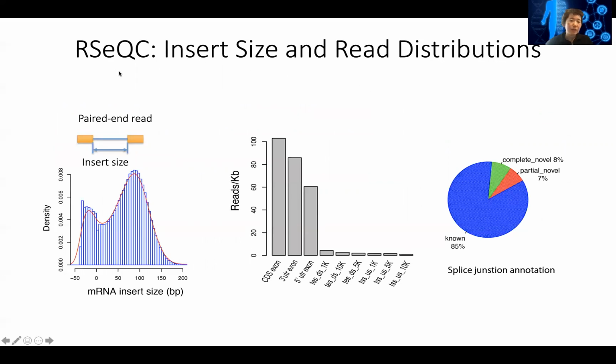For RSeQC, there are some RNA-specific QC measures, such as the insert size. If you are dealing with paired-end reads, you might want to look at what your insert size is. Most of the time when people are isolating the RNA to put it on the sequencing machine, they sequence like 200 base pair fragments. So you can see this is probably from the early days of 50 base pairs on each side. The insert size is about 100. So you know that, okay, this is a pretty good one.